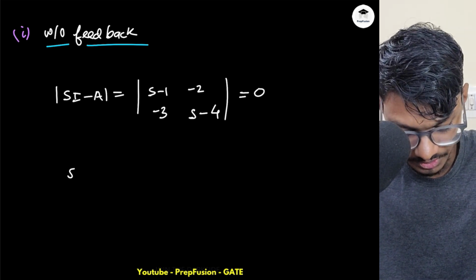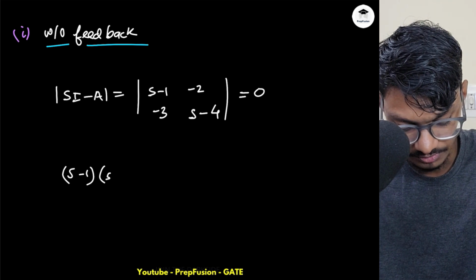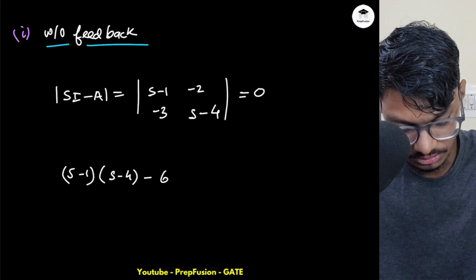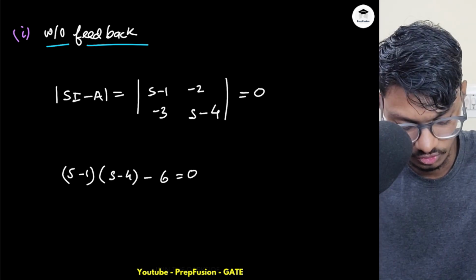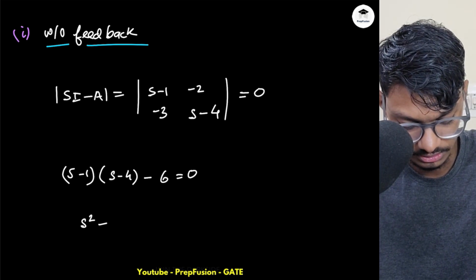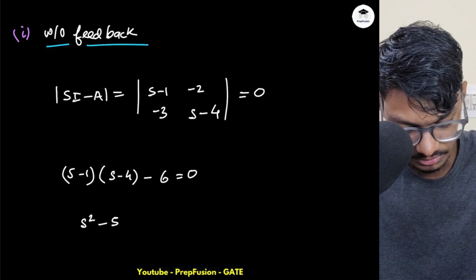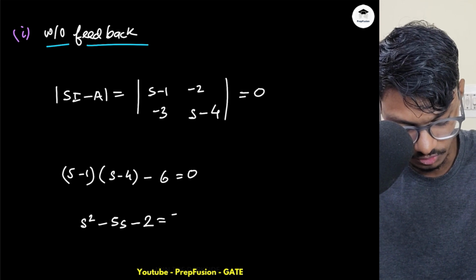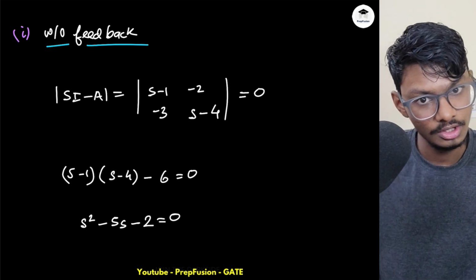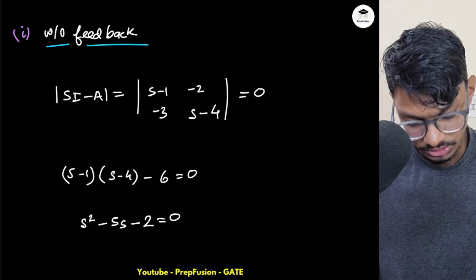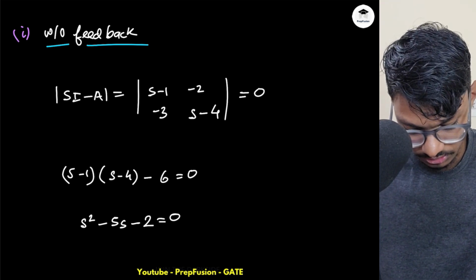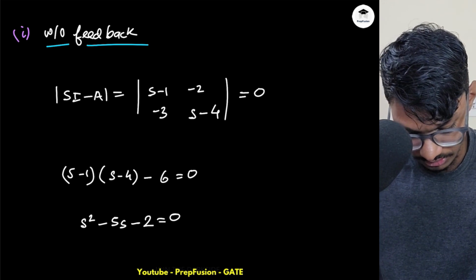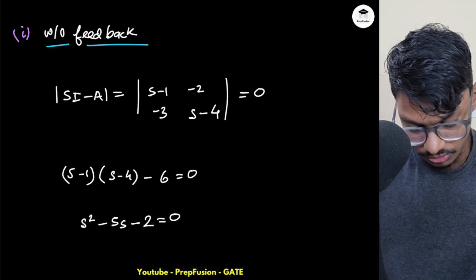So what will this be? This will be (S minus 1) into (S minus 4) minus 6 equals 0. So it will be S square minus 5S plus 4, and this will be minus 2, right? Minus 2 equals 0. So currently where are my poles located? Just hold on, this is minus minus plus, right? Yeah, this is minus minus plus, and this is minus, and yeah, sI minus A inverse. So all of these are fine.